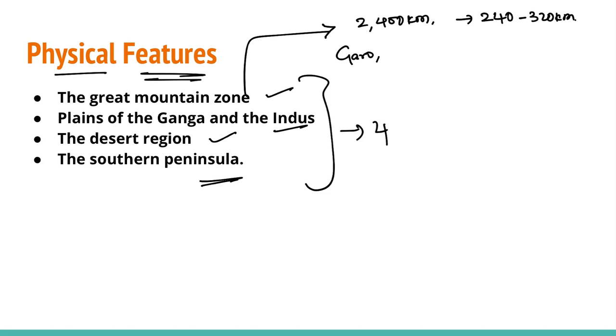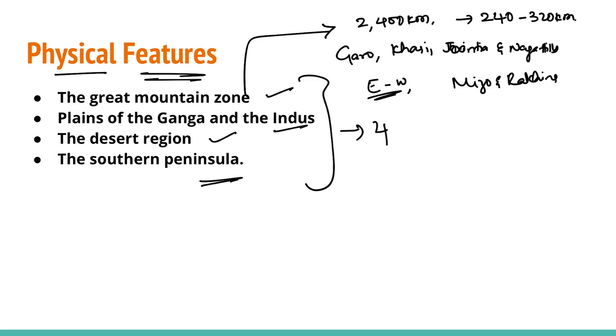So Garo Hills, Khasi Hills, Jaintia and Naga Hills, these are running almost east-west. So they join the chain to Mizo and Rakhine Hills running north to south.